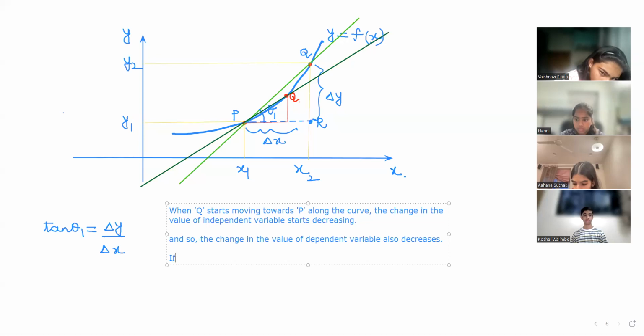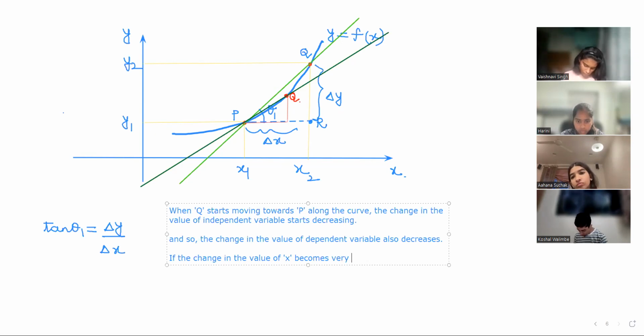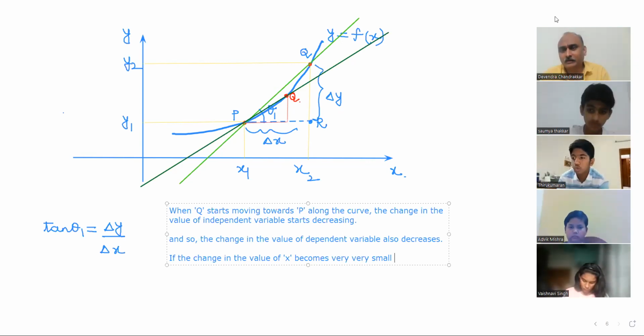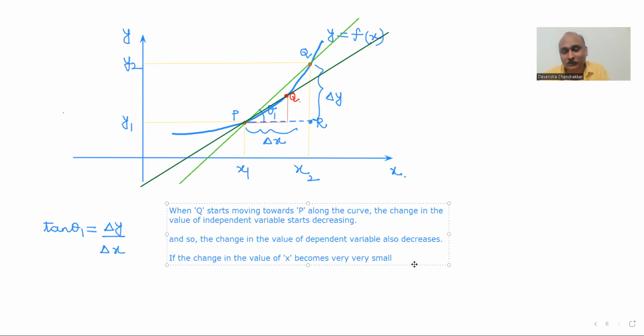If the change in the value of, now I am writing x in place of independent variable, of x, becomes very, very small. Very, very small means we are unable to draw it also, but we will try drawing it here, right? The secant to the curve almost becomes a tangent to it.